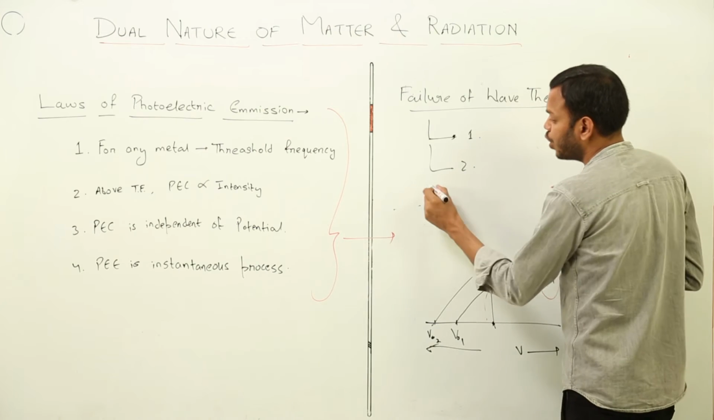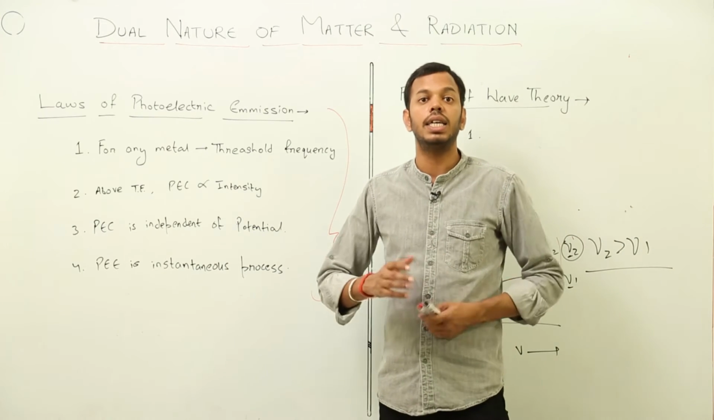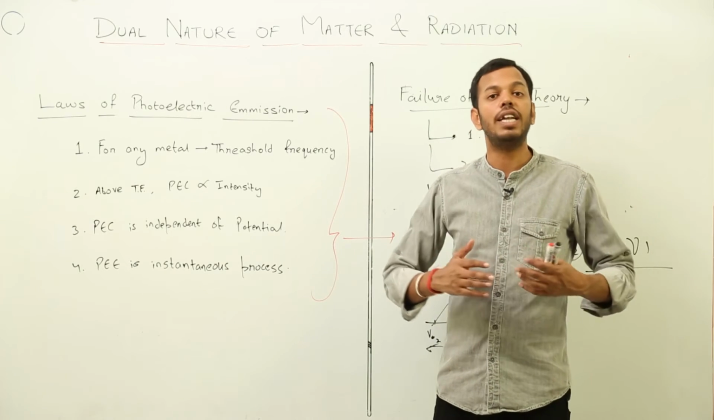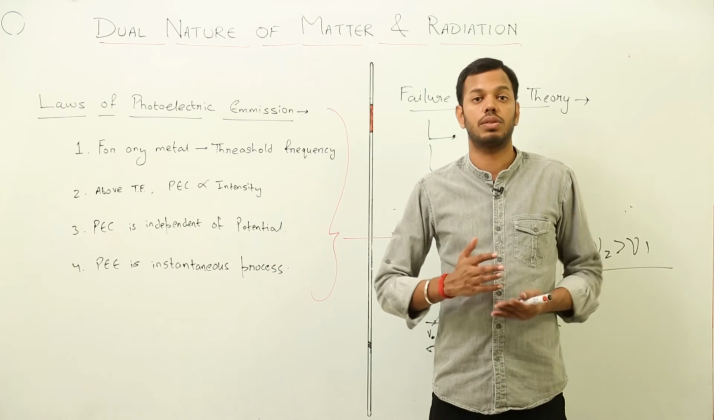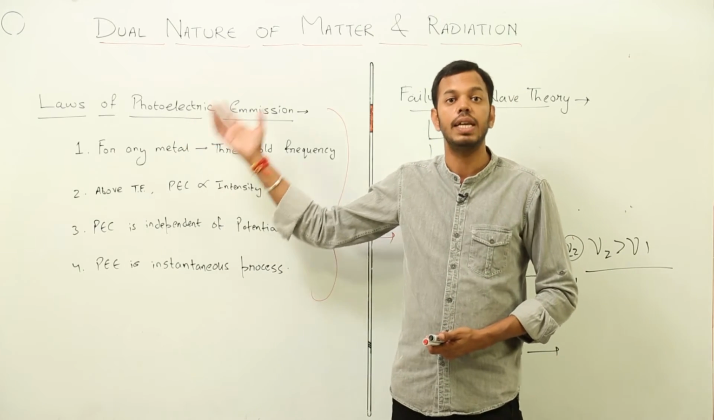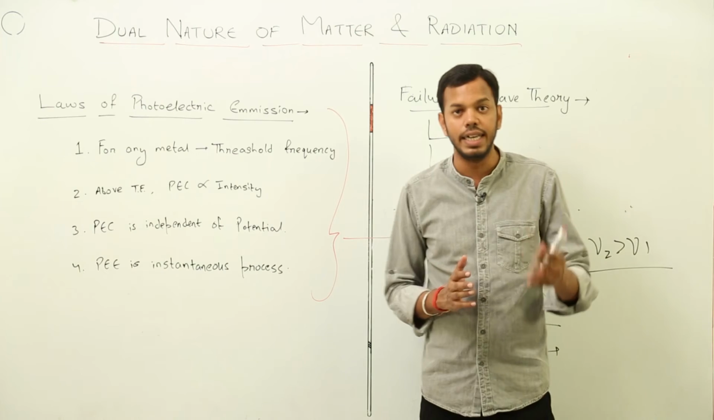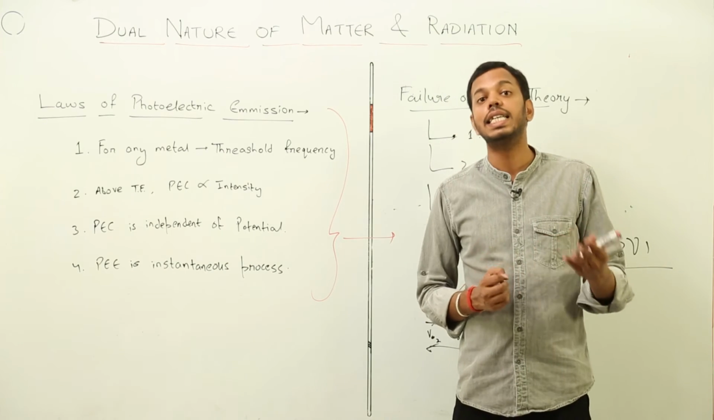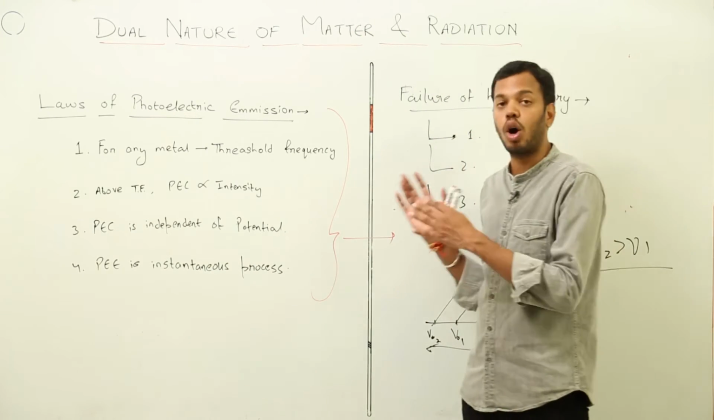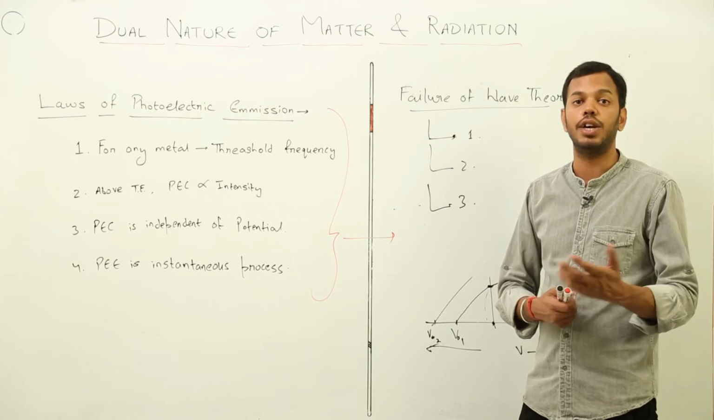Another point where wave theory failed is that according to wave theory, light travels in the form of a wave which has a certain amplitude. So no matter what, any amplitude should be suitable enough to eject electrons out of the metal surface. But again, here also wave theory failed, because we have seen that with the increase in intensity we saw an increase in photoelectric current, but not with the increase in amplitude. So these are 3 points where you can see the failure of wave theory.